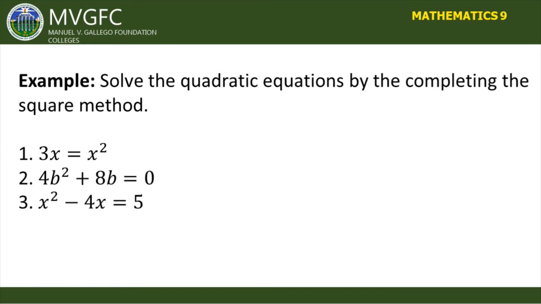For our example, we need to solve the quadratic equations by the completing the square method. Number 1, we have 3x is equal to x squared. Number 2, we have 4b squared plus 8b is equal to 0. And number 3, x squared minus 4x is equal to 5. For our solution, let us first proceed to number 1.